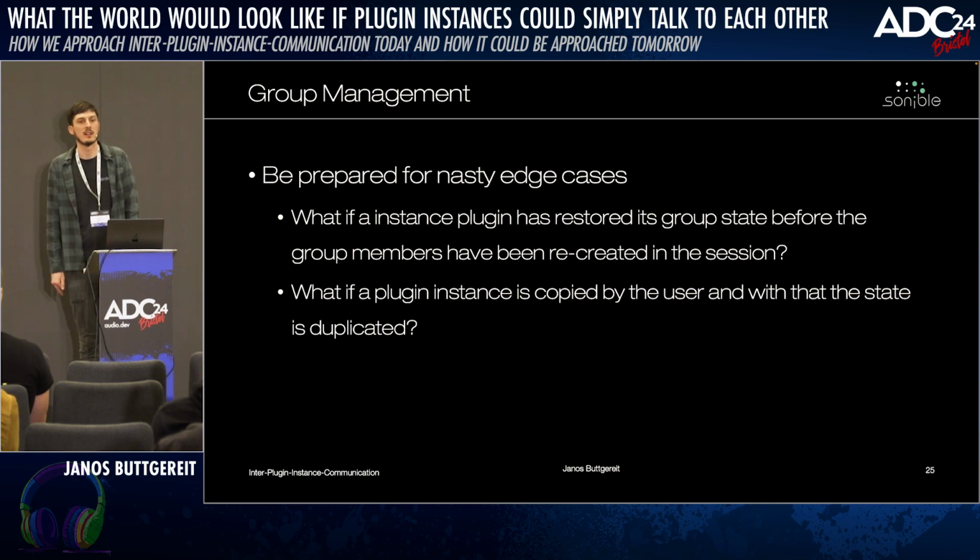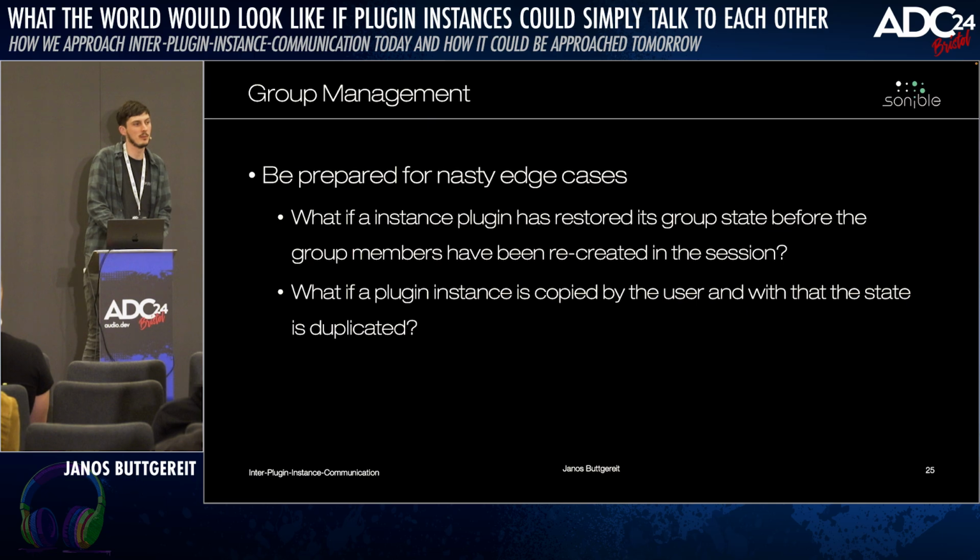It gets tricky if a plugin instance is copied by a user. So the state is just duplicated, and the state in this case contains the plugin's identity, and suddenly there are 2 plugins with the same identity. We can work around that by checking if another plugin with that identity is already present in our system, trying to connect to it. And if this connection succeeds, we know, oh, we shouldn't continue here. We have probably been copied by the user.